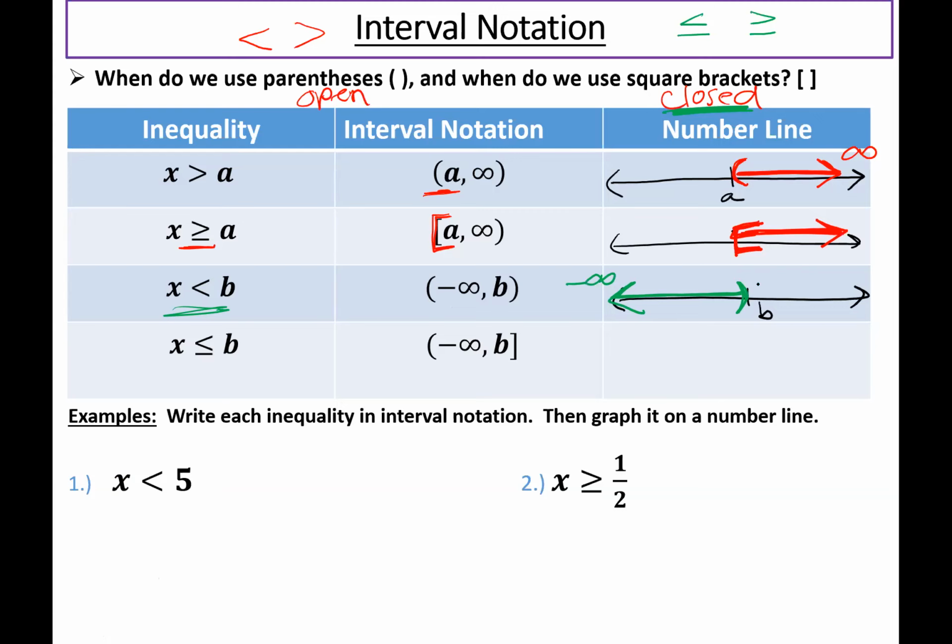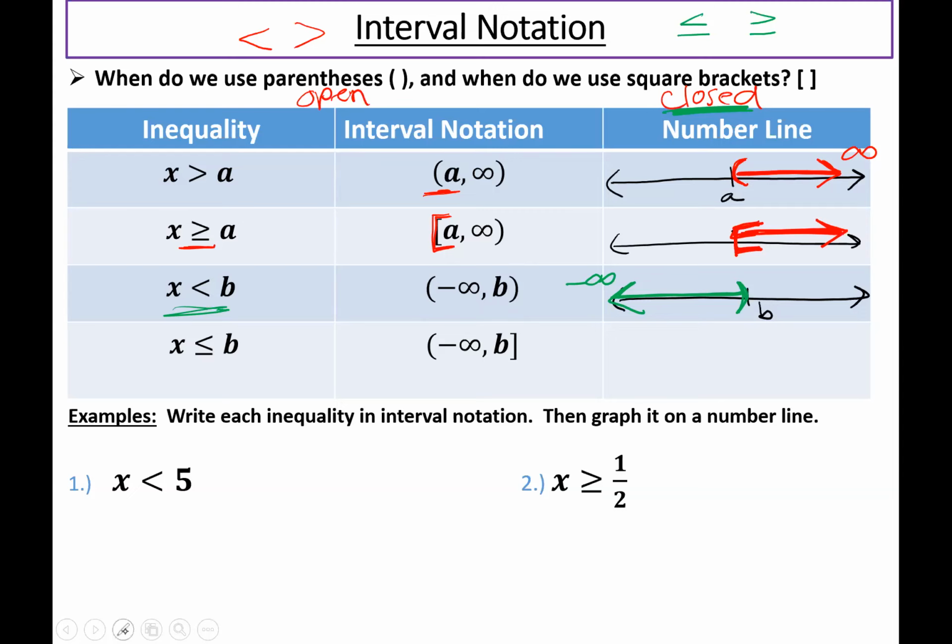Now if you read the number line left to right, it would go parentheses and then negative infinity, comma, and then b would be where you'd end your interval. So see how the order is changed based on the direction of your arrow. So anytime you have less than, it's going to start with negative infinity, comma, and then the number. Always put parentheses around any kind of infinity. And then the reason why I had parentheses around the b is because there was no equal sign in our symbol.